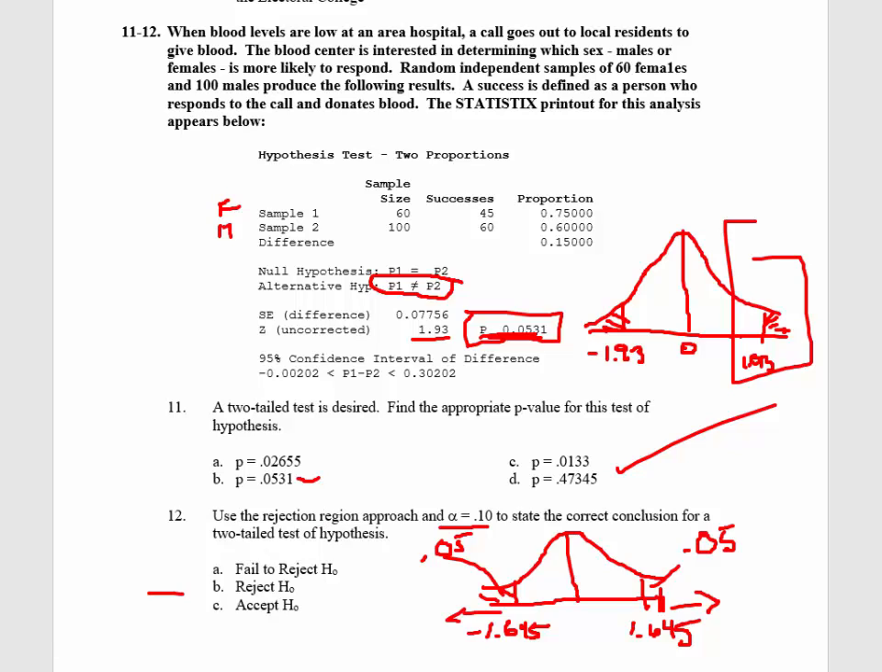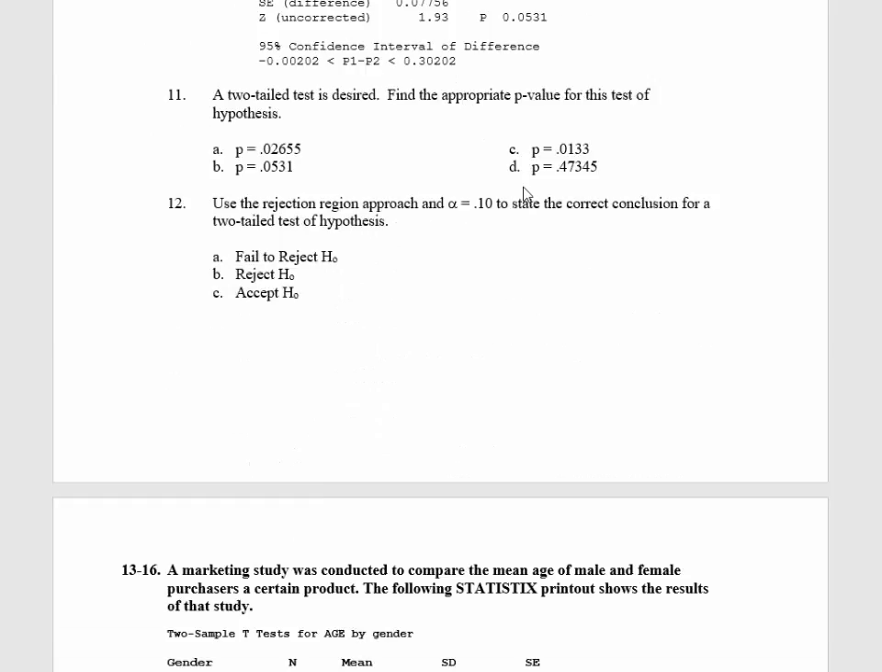All right, so that's how you use rejection regions. That's how you make conclusions. Bottom line is you should be able to make conclusions using both the rejection region approach and the p-value approach. All right, moving on.